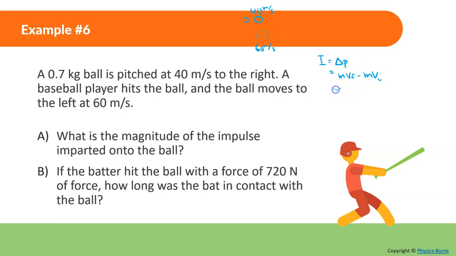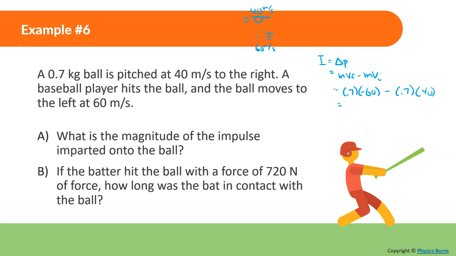So let's write this out. Final is after it got hit. So after it got hit, it's going to the left at 60 meters per second. So the ball is 0.7, but it's going to the left, so I'm going to put negative 60 here. And then I'm going to do minus mass, which is 0.7, times the initial velocity. Before it was hit, it was going 40 meters per second to the right, so that's positive.